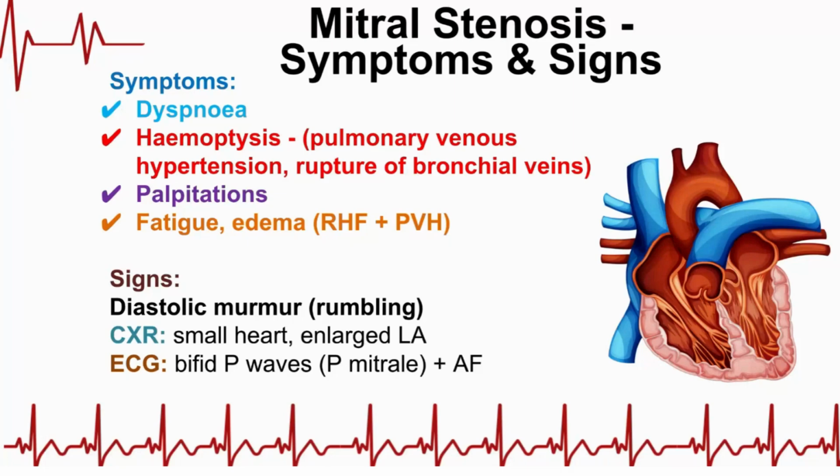Now, in terms of signs, we will hear a diastolic murmur, a rumbling sound during diastole. It's like a trickle. We can also do other investigations, such as chest X-ray, that will show an enlarged left atrium in comparison to the left ventricle. And in the ECG, you'll see bifid P waves or P mitrale, but more often than not, you see AF. Okay.